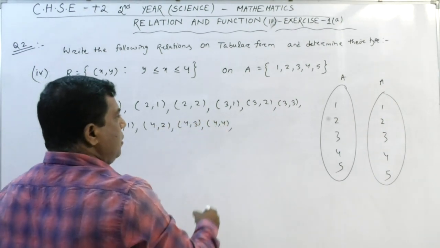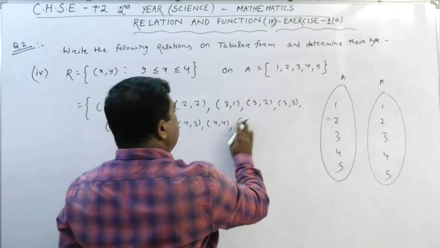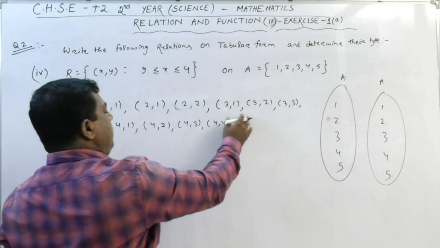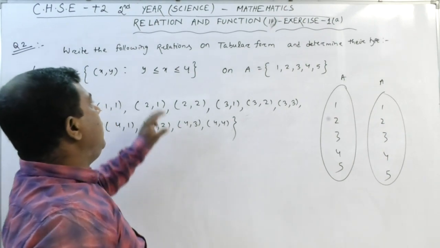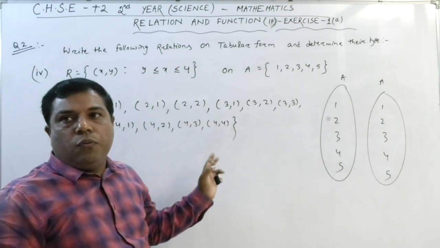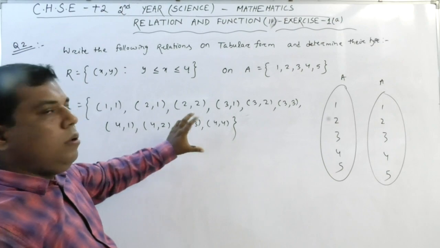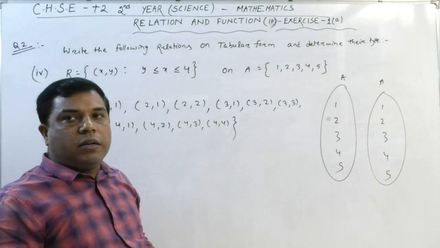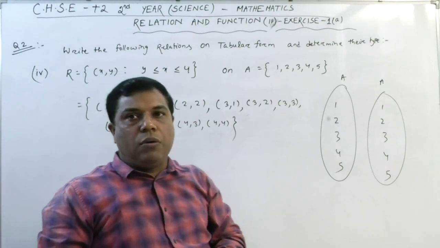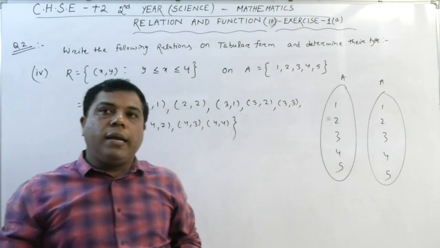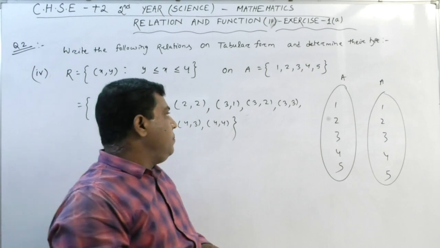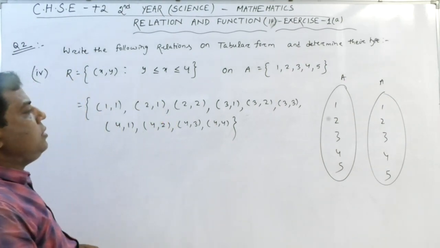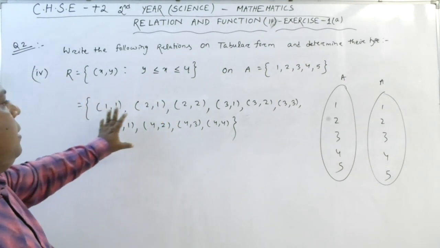And for 5, can I write 5? Sorry, I don't need to write 5. Why? Because both x and y are less than or equal to 4. Okay. So it is up to 4. No 5 is permissible. The values greater than 4, that is 5, are not allowed. X can't be equal to 5. Y can't be equal to 5. Okay. In this way we can write the relation.